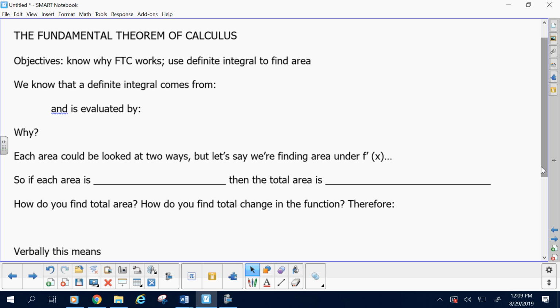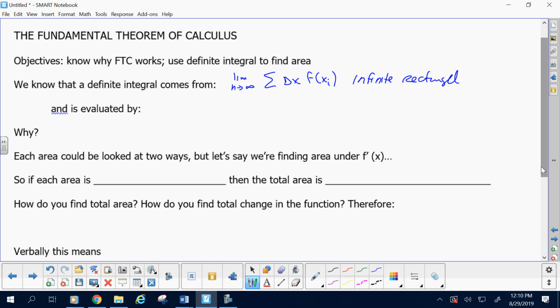First of all, from the last couple of days, we know that a definite integral comes from the infinite rectangle idea. Infinite rectangles to estimate area. And through the limit of many, it just blows my mind.